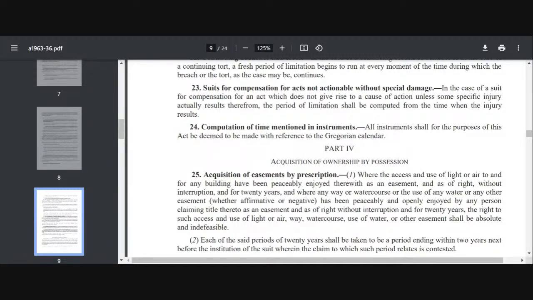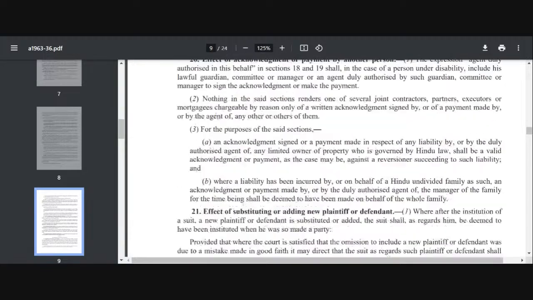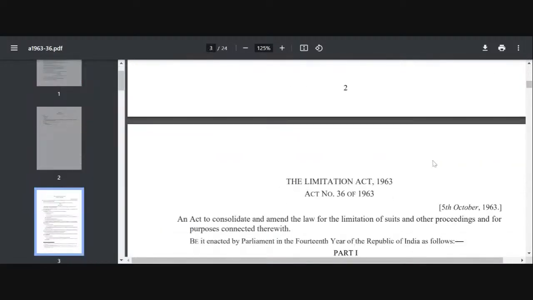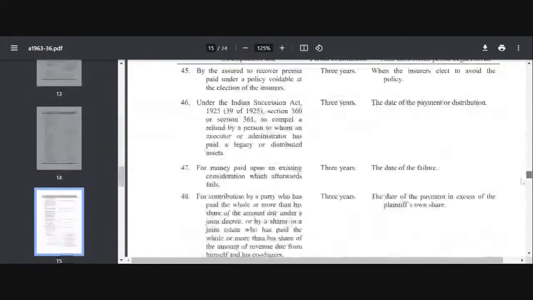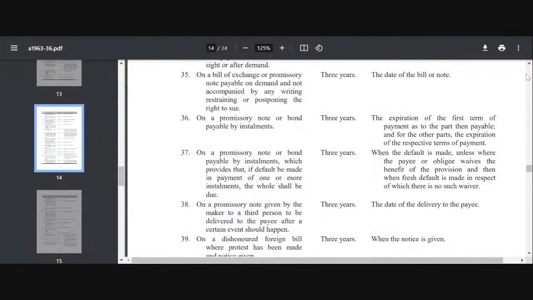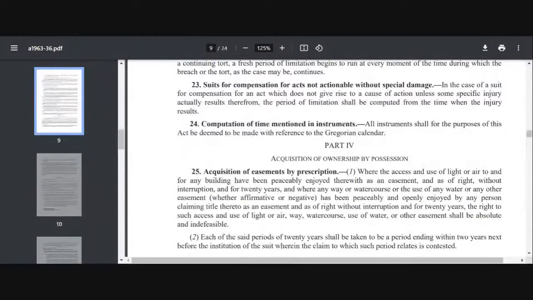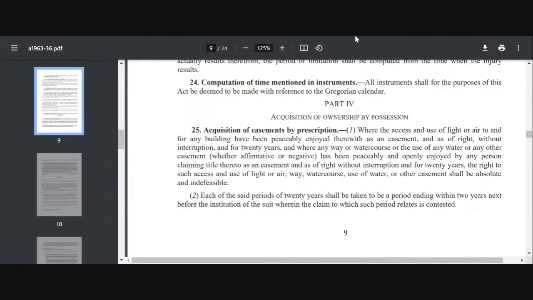ठीक है, मैंने easement का definition starting में कहाँ बताया था? Which section and which clause of the Limitation Act defines easement, student? Any comment? Which section and which clause? Remember, section 2, clause F, defines easement. So, acquisition of ownership by possession, अगर आप देखो, right?